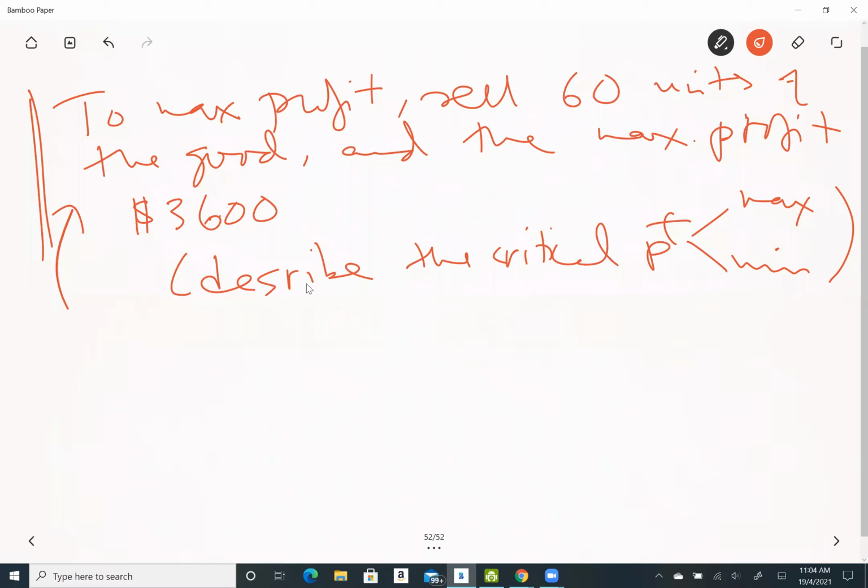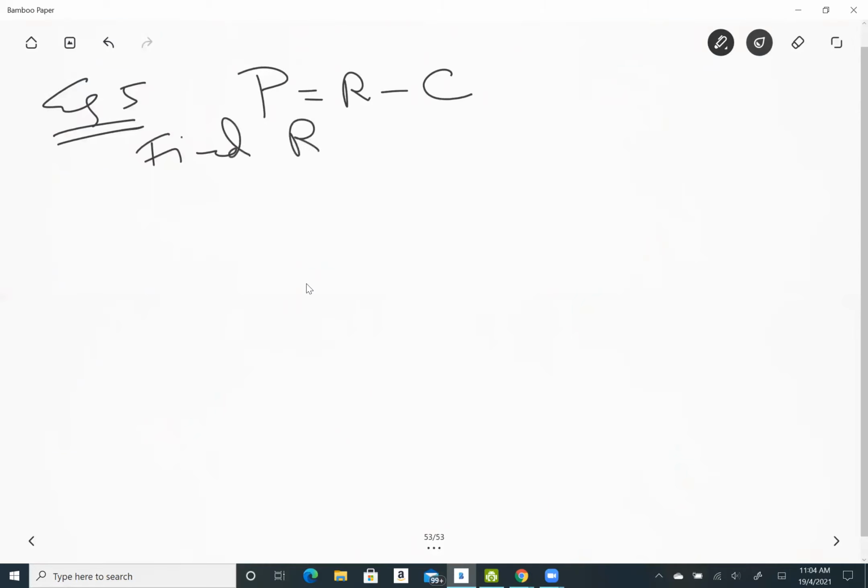Now we move on to example number five. Example number five, you have a monopoly market. Same thing, the only difference would be the revenue function. The revenue function would be the demand function, you multiply by the quantity, then we will get the revenue. So again here, you have to find the profit. So example five, you know the profit is equal to revenue minus cost. So first, you need to find the revenue.